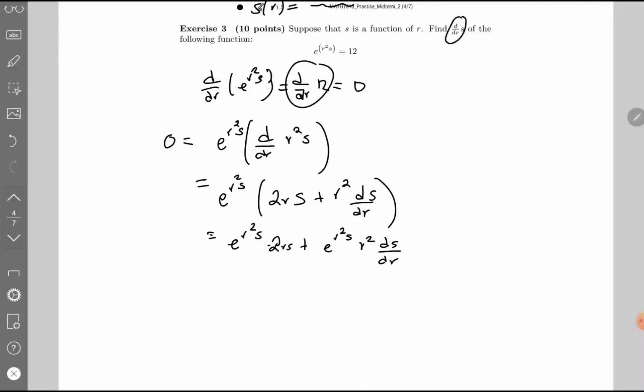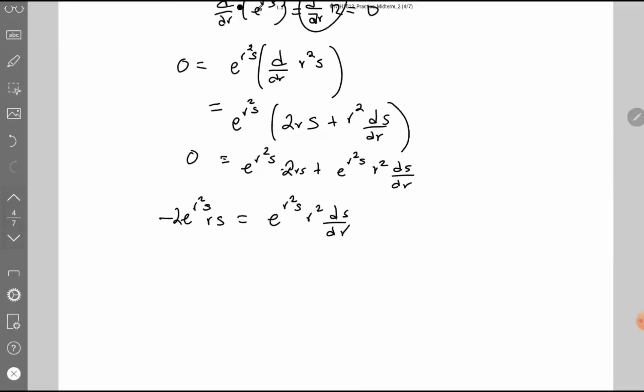But remember, we're trying to solve what this is. So let's solve this. So this is equal to 0. So we get minus e to the r squared s. I'll bring the 2 in front. 2rs here is equal to e to the r squared s r squared ds/dr. And so minus 2. So now I need to divide this part here. r squared s rs divided by e to the r squared s r squared is equal to ds/dr.